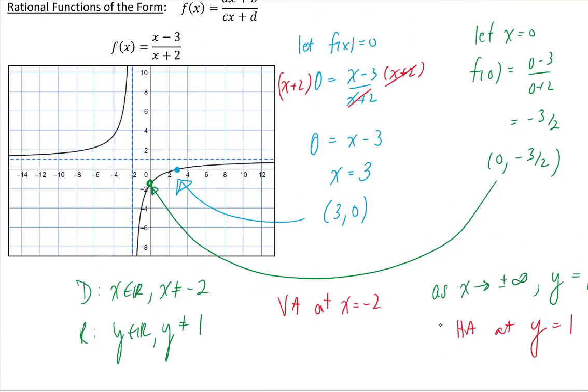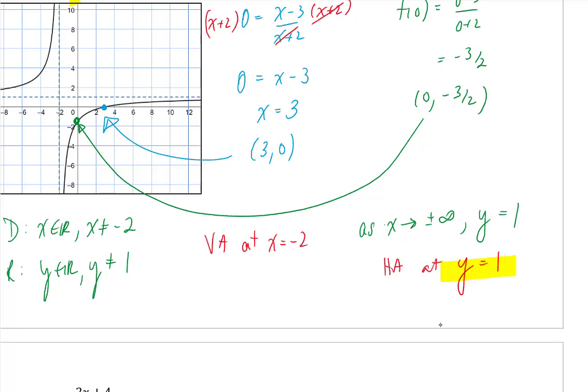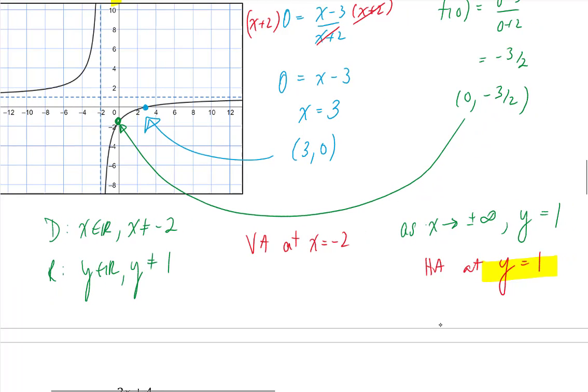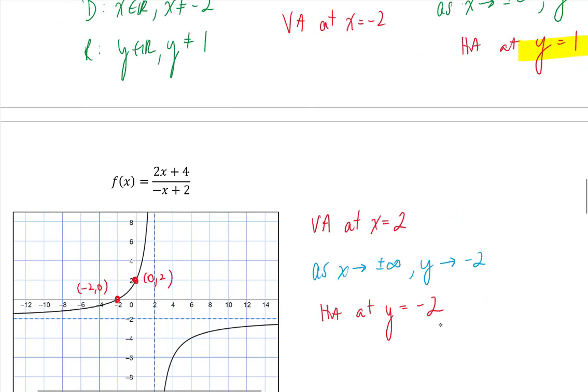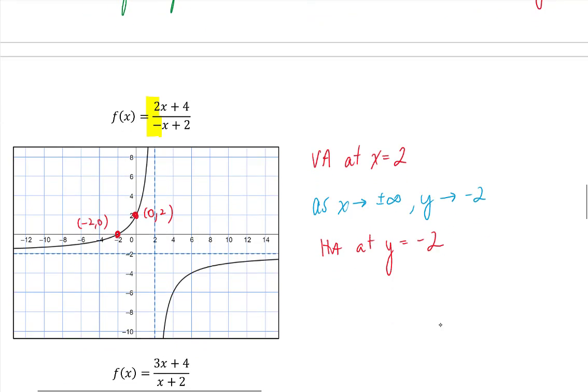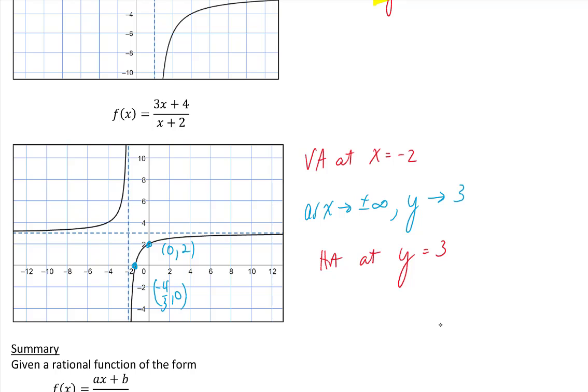Let's start with the first one. The leading coefficient is 1 over 1. 1 divided by 1 is 1. And notice our horizontal asymptote is 1. Next one. We see that our leading coefficients are 2 and negative 1. 2 divided by negative 1 happens to be negative 2. And the final one, 3 over 1. 3 divided by 1 is 3. And notice that matches our horizontal asymptote.